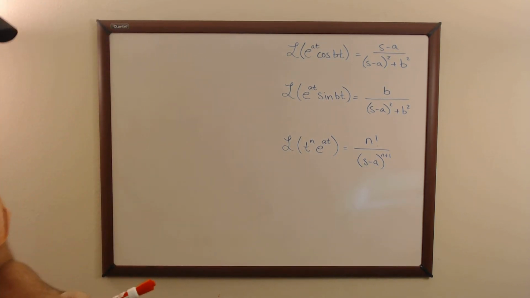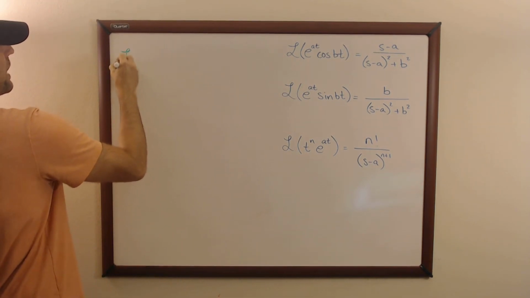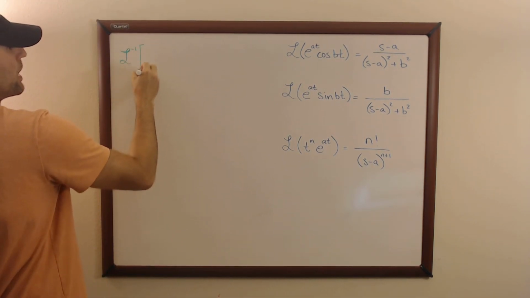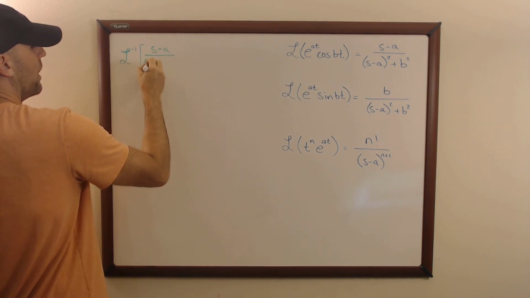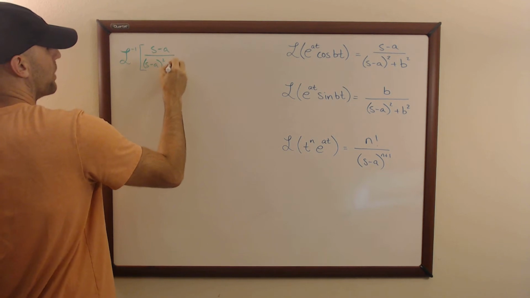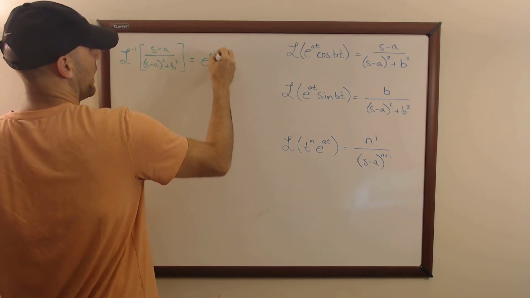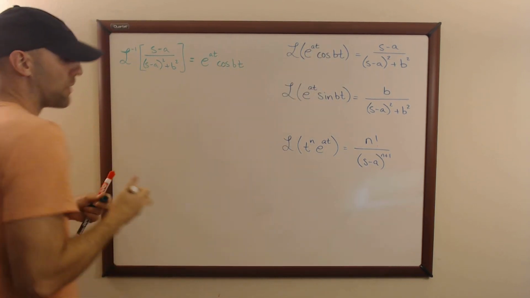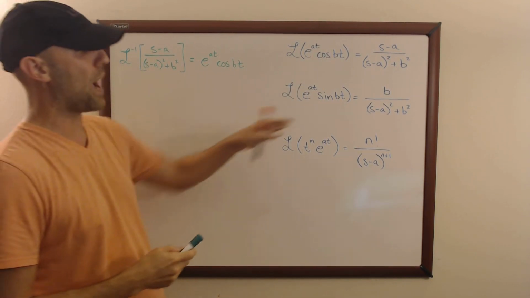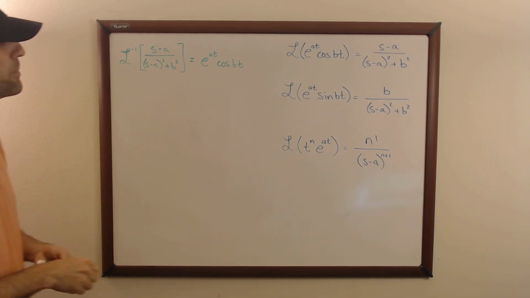Obviously, you can apply these in the exact opposite direction to get some formulas for the inverses. Okay, so things like the inverse Laplace transform of s minus a over s minus a squared plus b squared is just e to the at cosine bt. It's the exact reverse direction of these. I'm not going to write the other two out, but again, you can extrapolate those from these formulas.